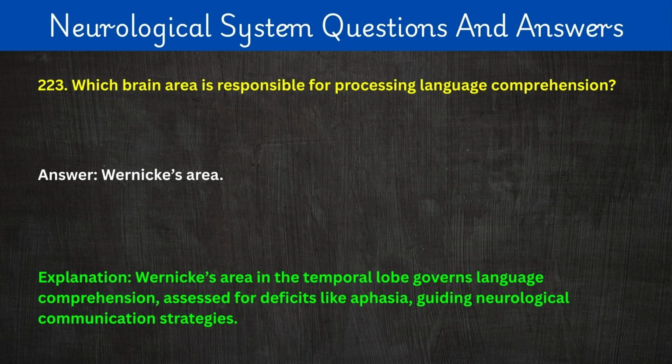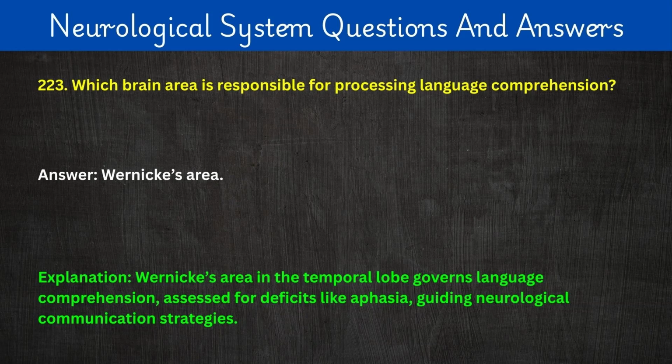223. Which brain area is responsible for processing language comprehension? Answer: Wernicke's area. Explanation: Wernicke's area in the temporal lobe governs language comprehension, assessed for deficits like aphasia, guiding neurological communication strategies.